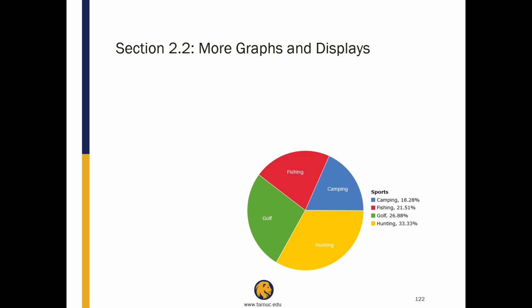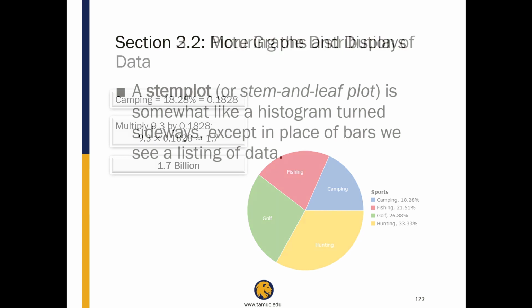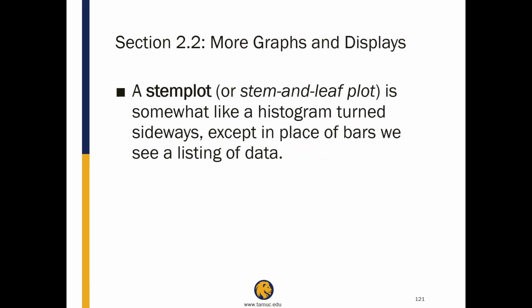So looking at the pie chart here, we can tell that camping had a percentage of 18.28%, which as a decimal is equal to 0.1828. All we have to do is multiply the total, 9.3 billion, by the decimal 0.1828, which gives us approximately 1.7, telling us that approximately 1.7 billion from this pie chart in total would have been spent on camping.